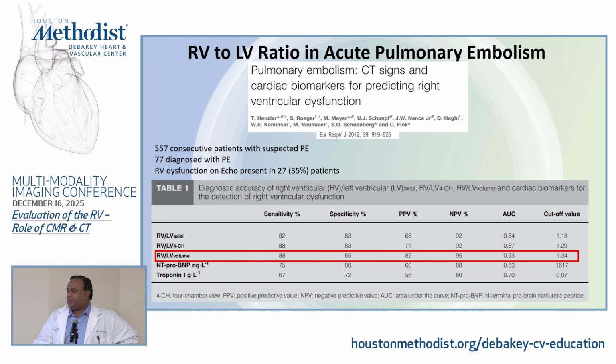And this is one paper that looked at this ratio, but also looked at the ratio of RV and LV volumes. And this correlated with the detection of right ventricular dysfunction in PE patients.